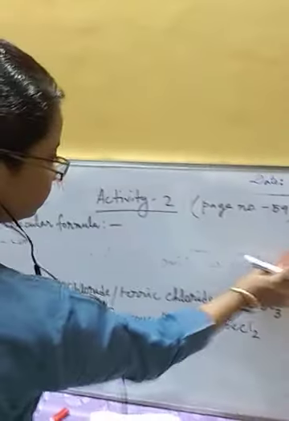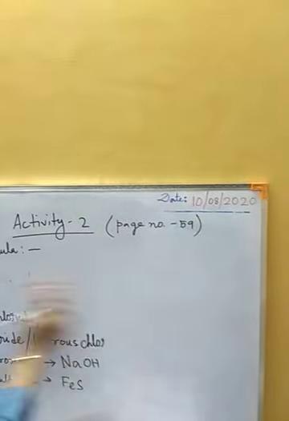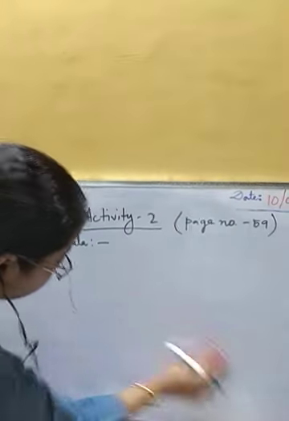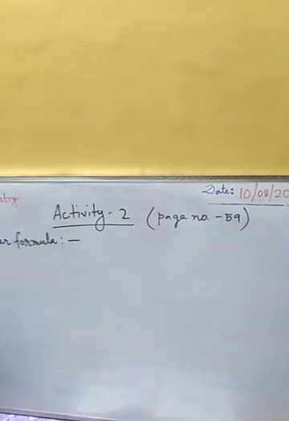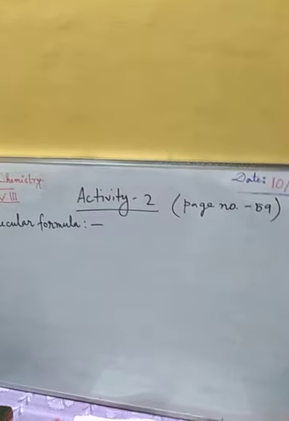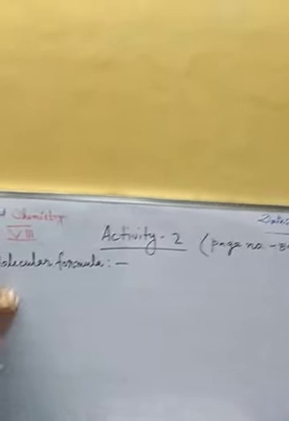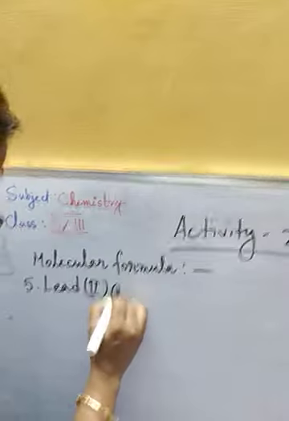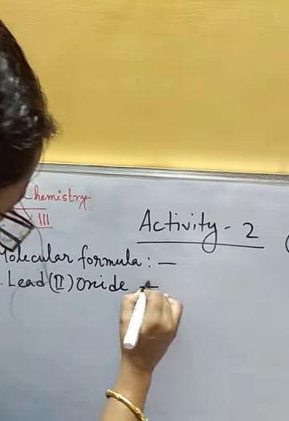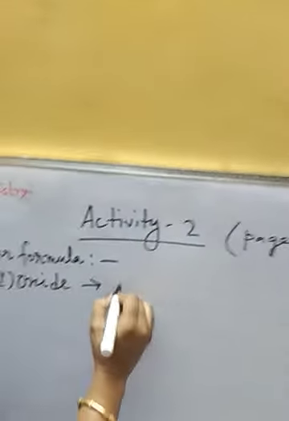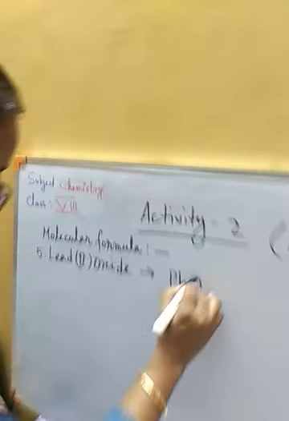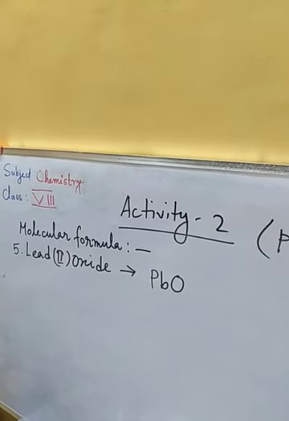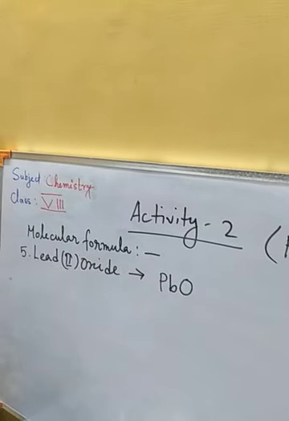Next, number 5, lead 2 oxide. PbO. Lead's valency is 2 and oxygen's valency we know is also 2. So PbO.